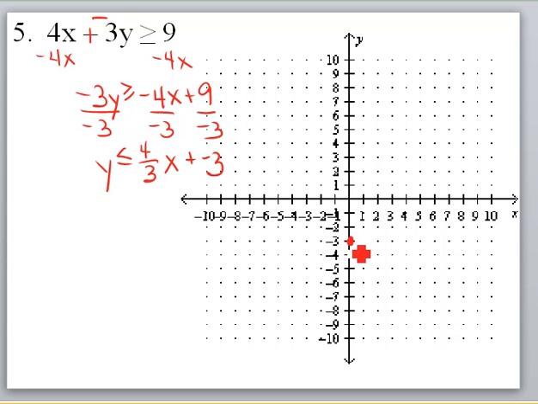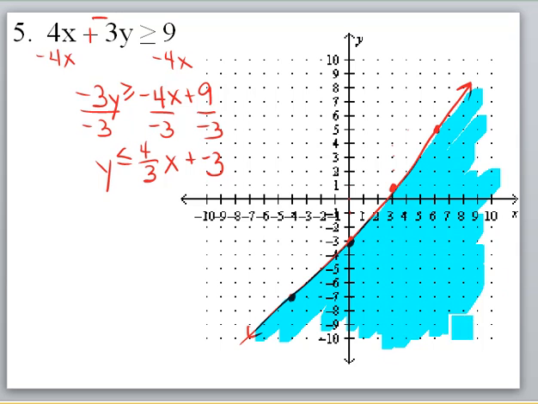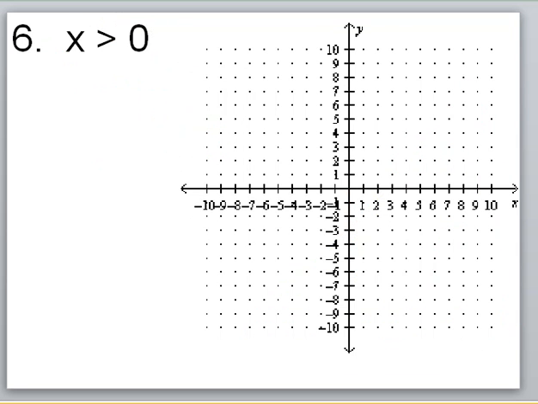I'm going to plot my negative 3. I'm going to rise 4, 1, 2, 3, 4, run 3. Rise 4, run 3. Or I could go down 4 to the left 3. I would have a solid line because it says less than or equal to, and I'll be shading below the graph. Because the y is by itself, I can just look at how I would be shading, and this is below the line.